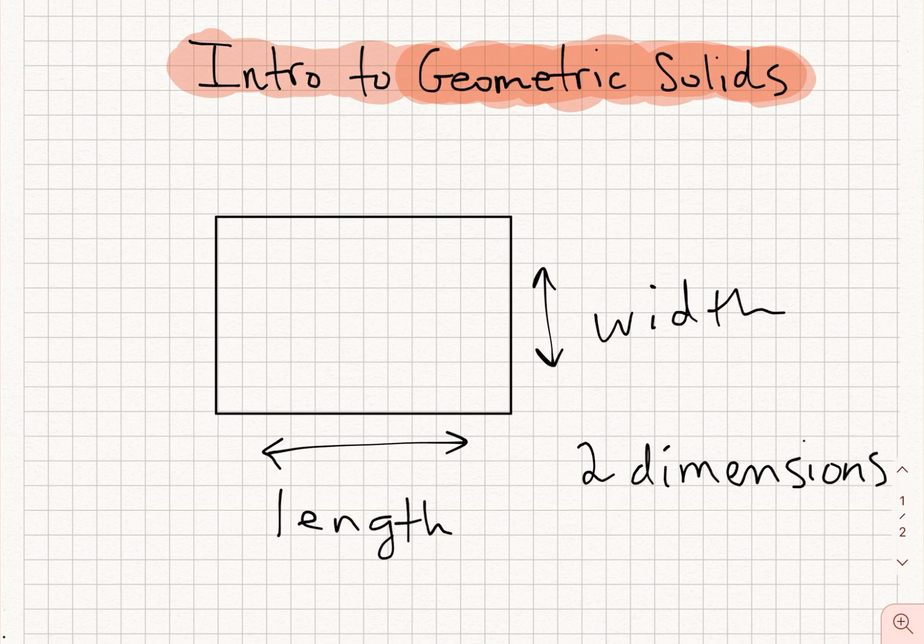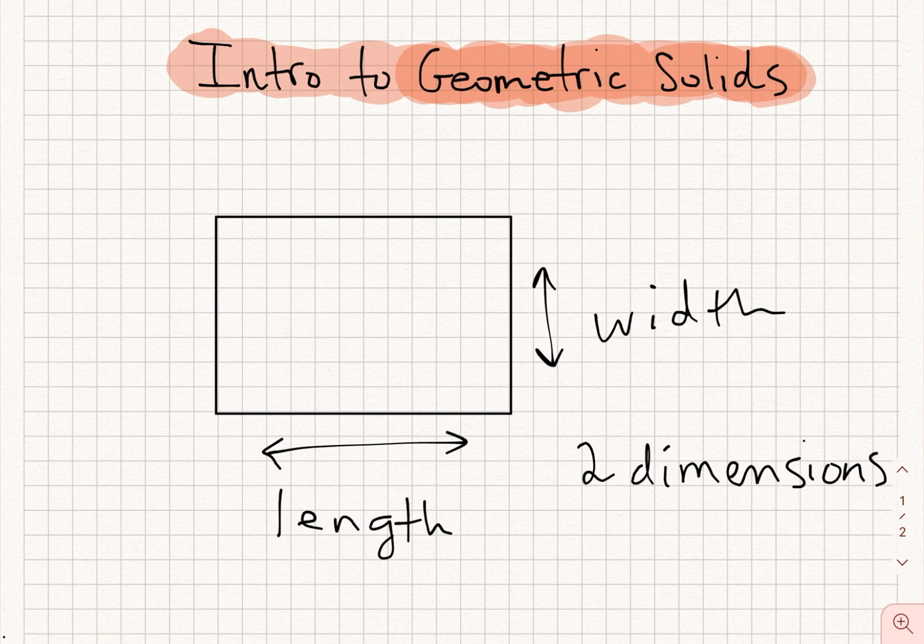Now, not all shapes in the world are made up of only two dimensions. In fact, when you look around, the things that you see looking around your room are not only two-dimensional. They don't only have length and width. They actually have a third dimension.